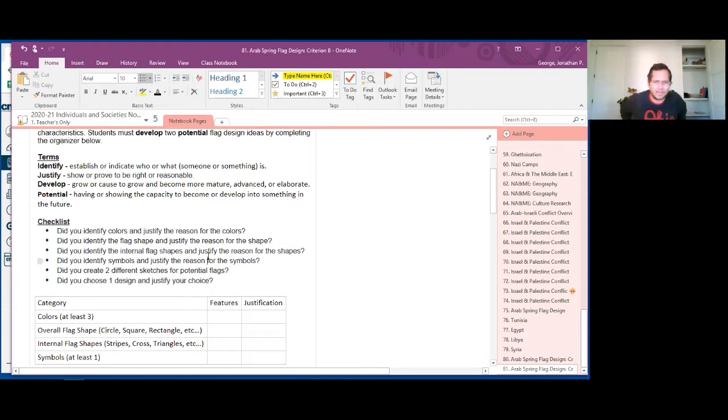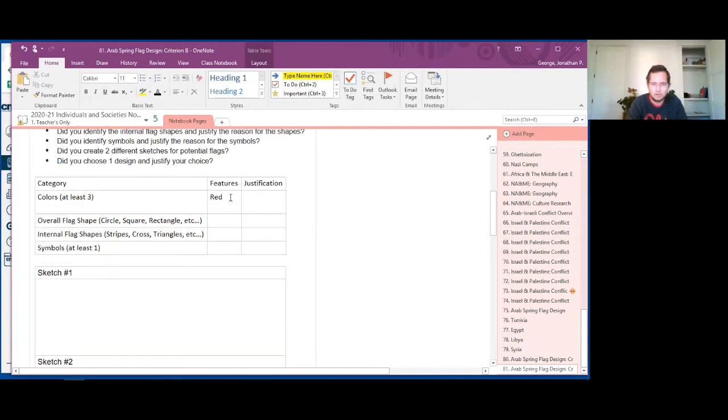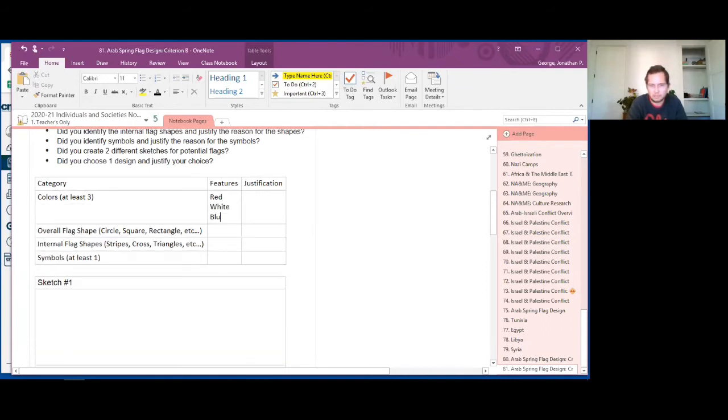Now, this will definitely run into asynchronous time, so you need to make sure that you get this done during your asynchronous time. But here's what I want you to do now, okay? Right here, I want you to determine what colors are going to be in your flag. Let's say, maybe you're just like, you know what? Red, white, and blue.